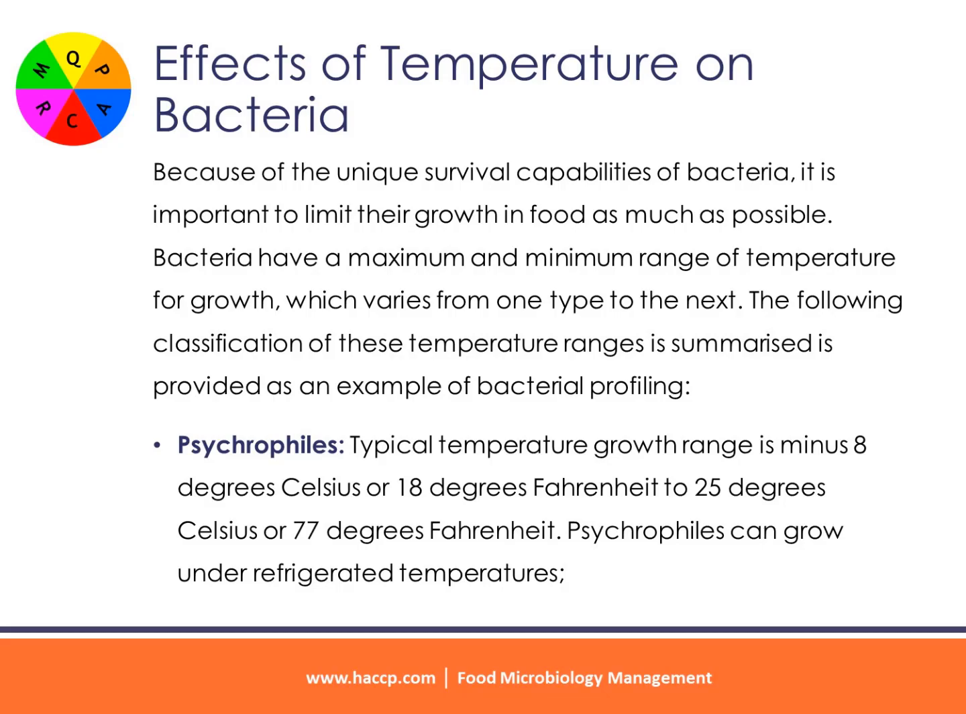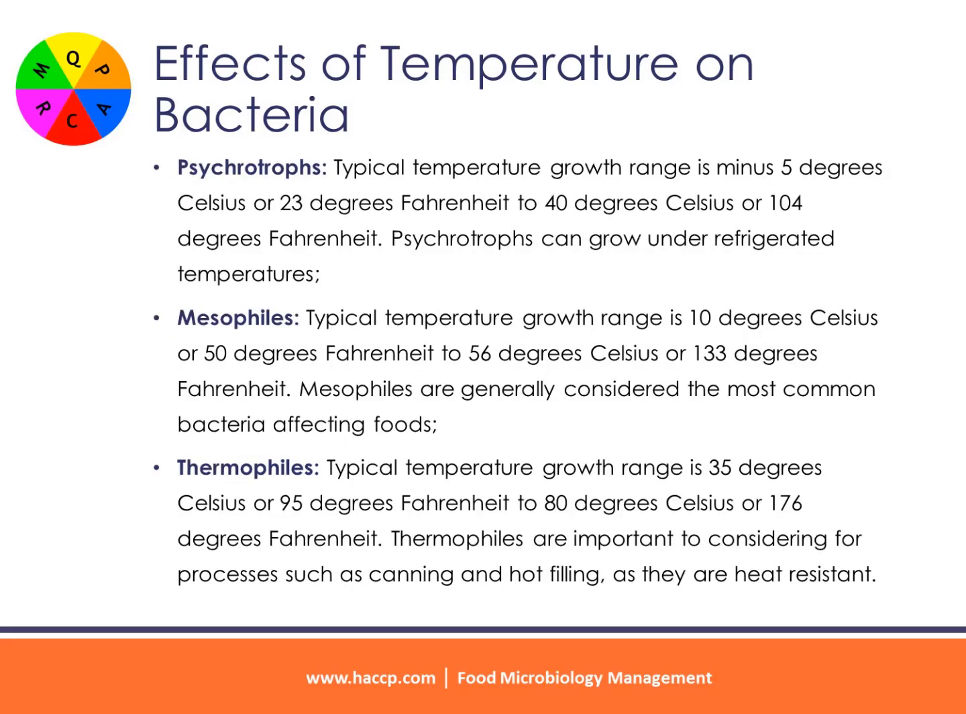Psychrophiles' typical temperature growth range is -8 degrees Celsius or 18 degrees Fahrenheit to 25 degrees Celsius or 77 degrees Fahrenheit. Psychrophiles can grow under refrigerated temperatures. Psychotrophs' typical temperature growth range is -5 degrees Celsius or 23 degrees Fahrenheit to 40 degrees Celsius or 104 degrees Fahrenheit. Psychotrophs can grow under refrigerated temperatures.